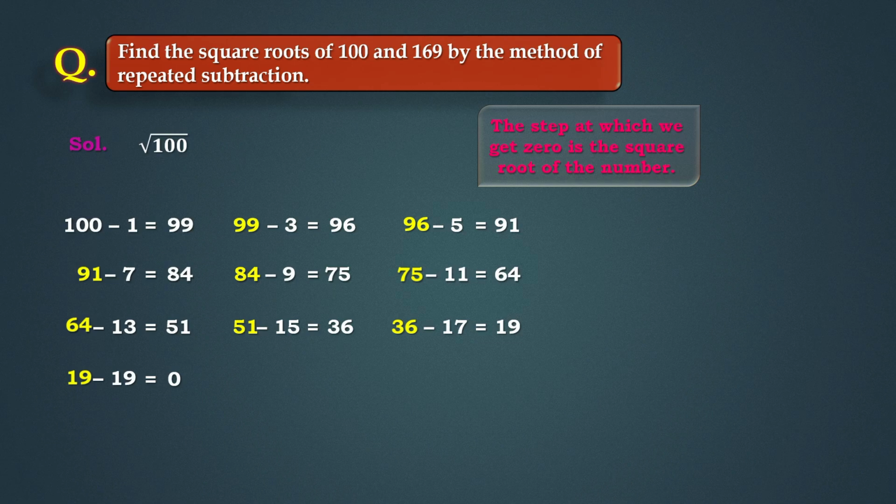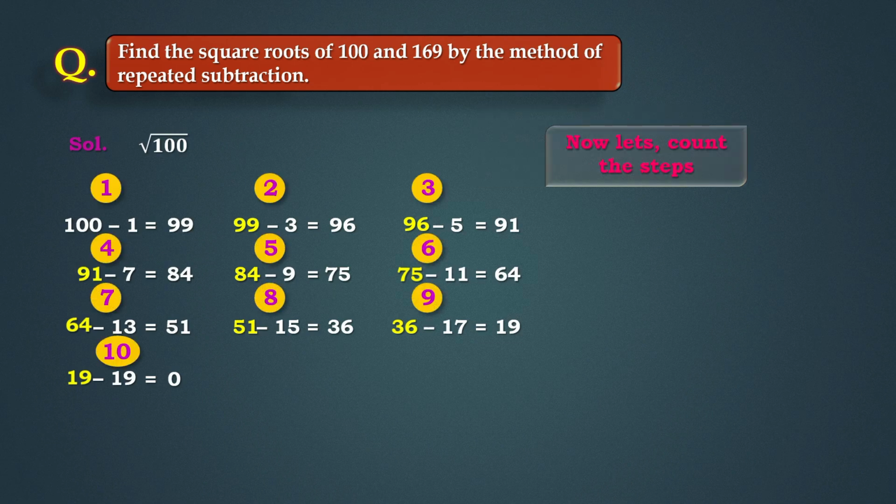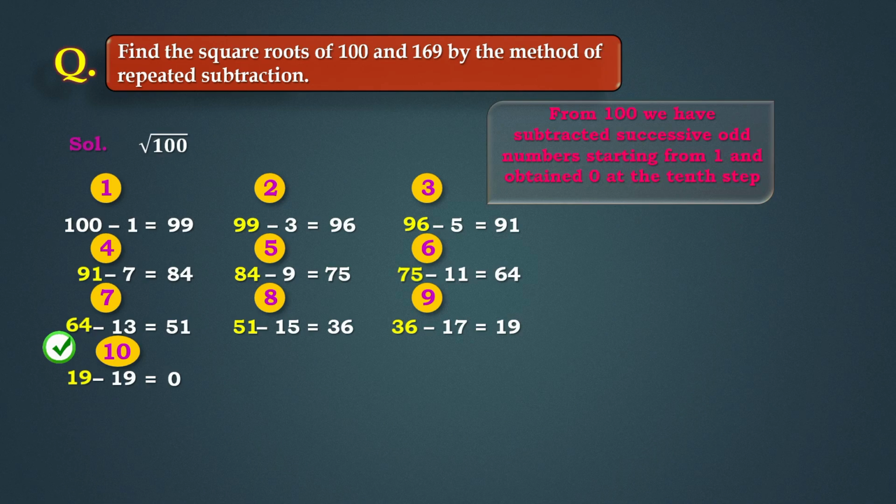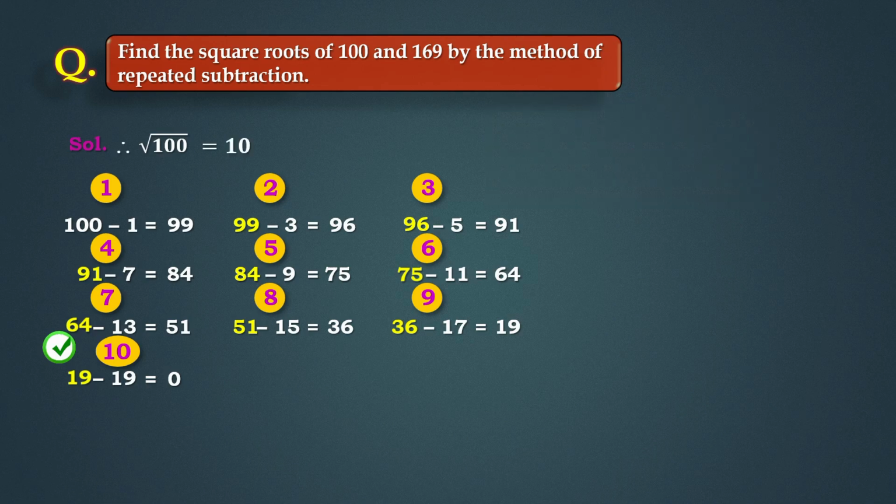Now count the steps. We perform 10 subtractions to reach 0. So, the square root of 100 is 10. This method works because the sum of the first n odd numbers is always equal to n squared.